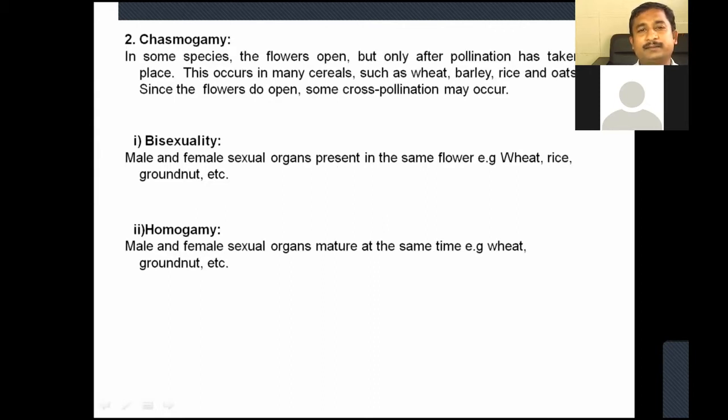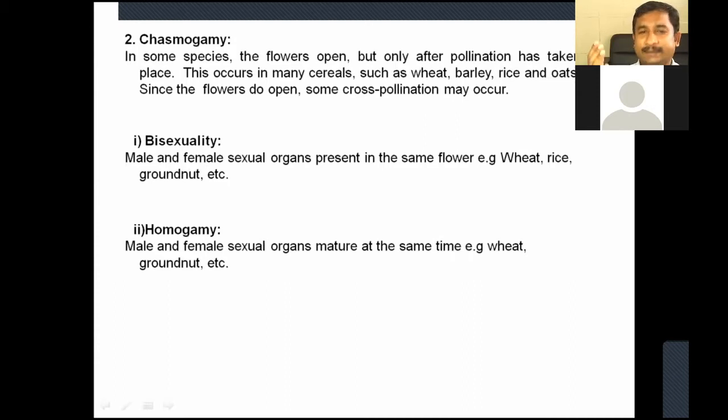For example, this chasmogamy mechanism is there in the case of wheat also, and barley, and rice. Rice is a typical example of chasmogamy in many cases. Along with this, there are different species in the case of wheat where some strictly follow, for example, cleistogamy, and a few species follow chasmogamy.